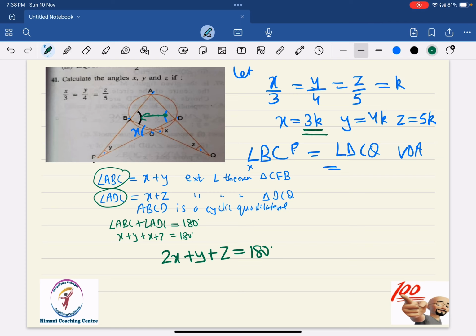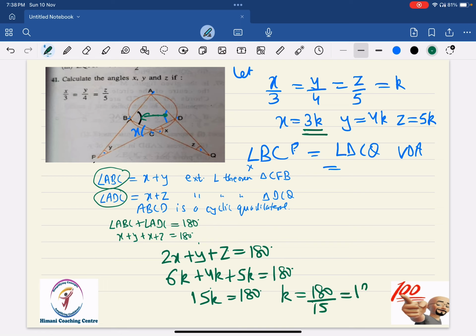Now what is x? 3k. So 2 into 3k is 6k plus 4k plus 5k is equal to 180 degree because y is 4k, z is 5k. So you get 15k equals 180 degree, and hence k is 180 divided by 15, which happens to be 12. So now let us find value of x. So x would be what? 3 times 12, which is 36. Y equals 4 times 12, which is 48. And z equals 5 times 12, which is 60.